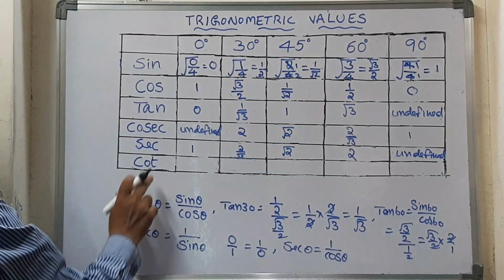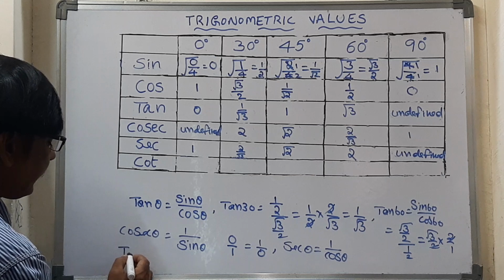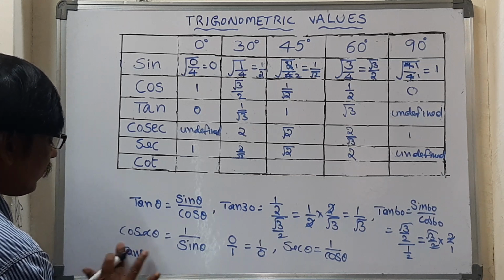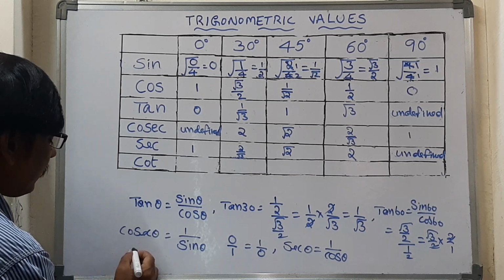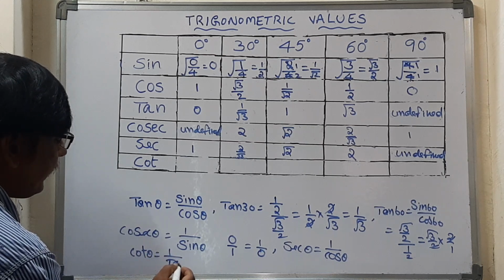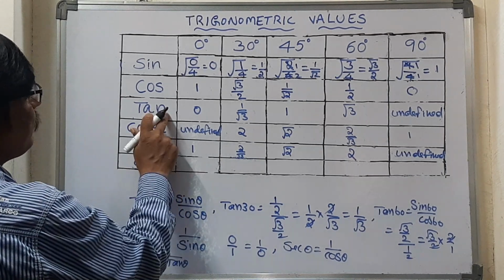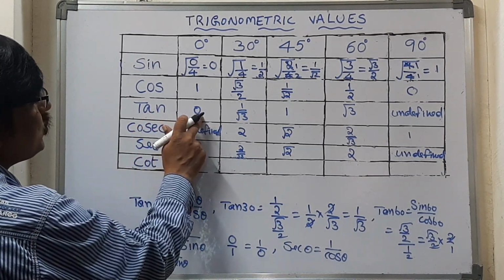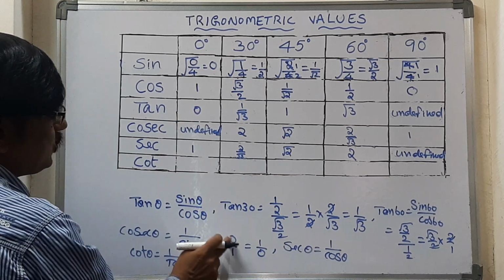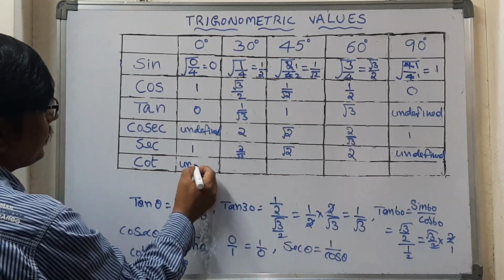And the next one is cot theta, which is the reciprocal of tan theta. Now let's go with tan theta. Cot theta is the reciprocal of tan theta, so 1 by tan theta. So cot theta is equal to how much? Tan 0 is equal to how much? 0, which means 0 by 1. The reciprocal is 1 by 0. So that is again undefined.